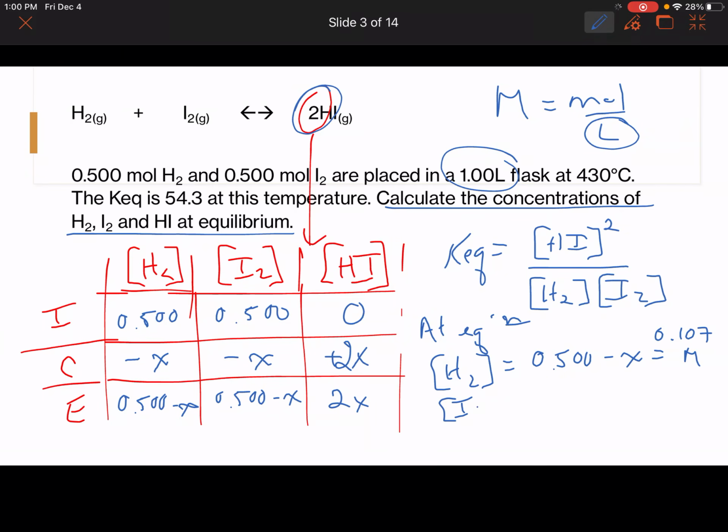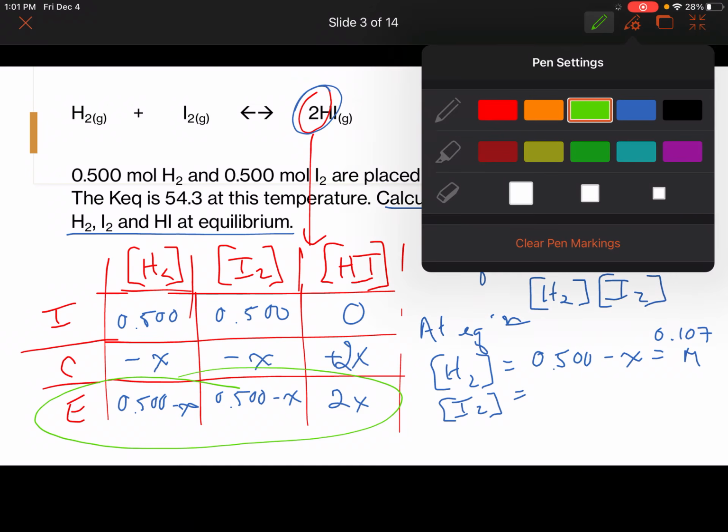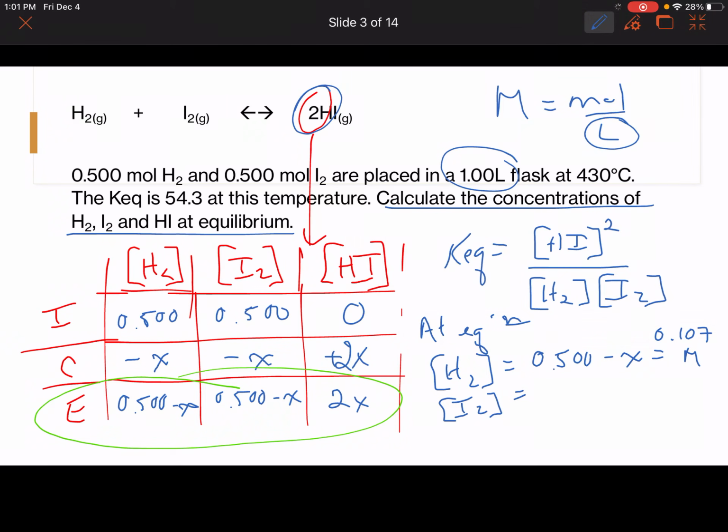Now I2 is exactly the same, the concentration at equilibrium. So what I'm doing right now is I'm using these, okay? So those are the equilibrium concentrations. So I2 is going to be the same. It's also 0.500 minus x, so that is also going to be 0.107 molar. Now, HI is equal to 2x. So that's going to be 2 multiplied by 0.397, and you're going to get an answer there of 0.786 molar for that.